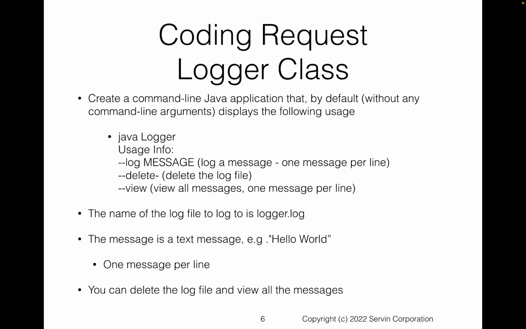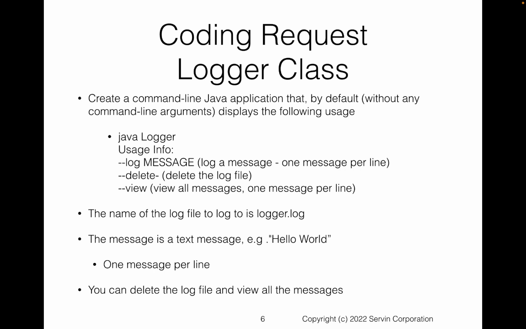Second bullet there is the name of the log file to log to is called Logger.log. So they're giving you the log file. The third bullet, the message is a text message. So for example, hello world. And there's one message per line that is put into the log file. And the last bullet, you can delete the log file and you can view all the messages. So you can do both of those.